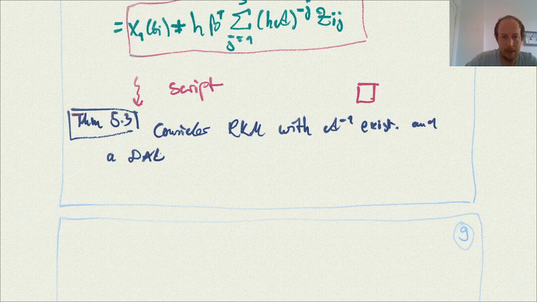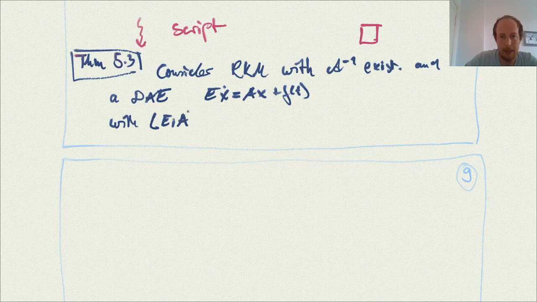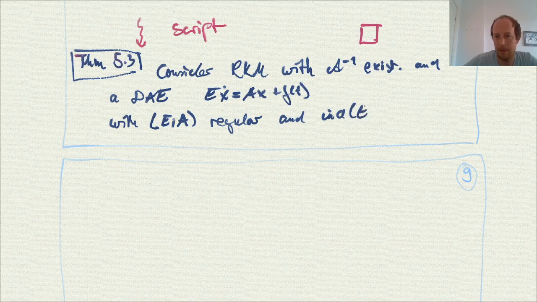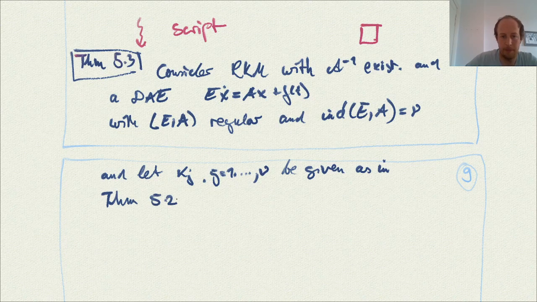a DAE, in this case of general form E x dot is A x plus f of t, with a regular matrix pair, and the index of this matrix pair is given as nu, and let these kappa_j, j goes from 1 to nu, be given as in theorem 5.2.